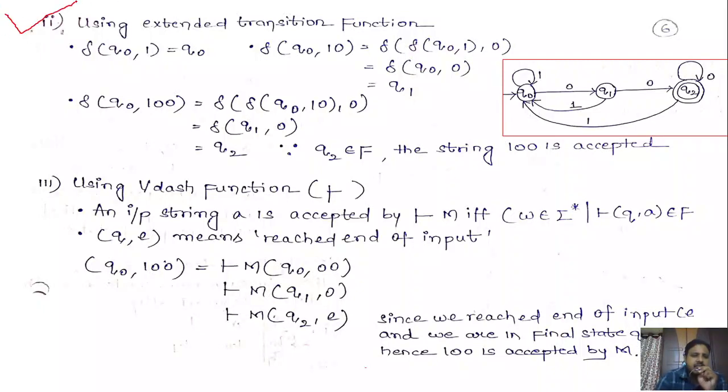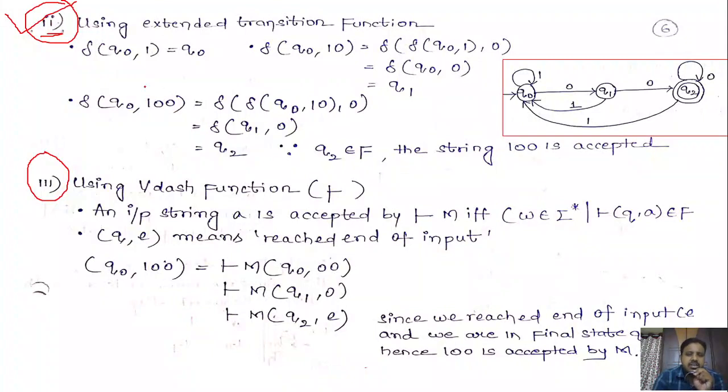The second way is using the extended transition function. This is the most important representation. Either you can use the first or the second representation, but preferably in examinations, this second representation is more important. Most evaluators prefer this representation, so practice it. The third one is optional; I am just telling you all the possible ways.